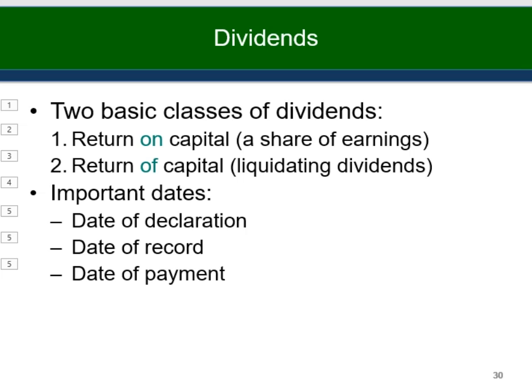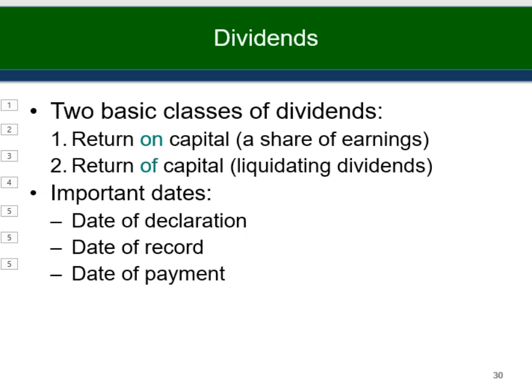So the accounting for, here we're talking about cash dividends. The accounting for a cash dividend requires information about those three key dates. On the date of declaration, you would set up the liability at that point, so you have to do accounting for that.